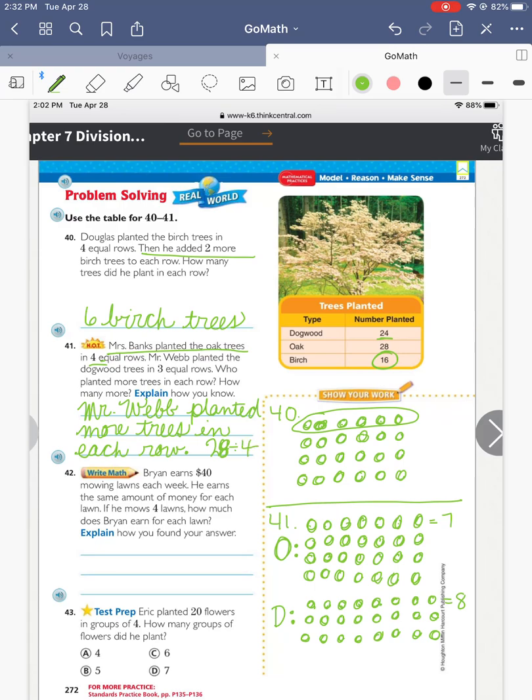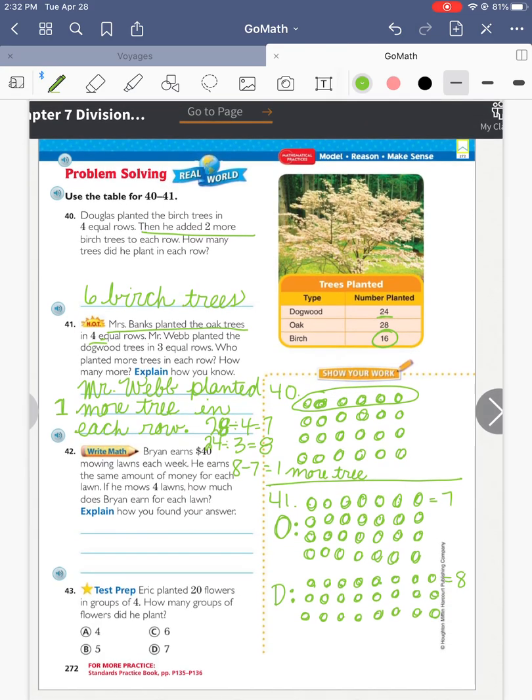divided by 4 is 7. And then 24 divided by 3 is 8. 8 minus 7 is 1 more tree. So Mr. Webb planted 1 more tree in each row. So that's how you can explain it, by doing the division problem or by the picture. They really don't give you much room on these.